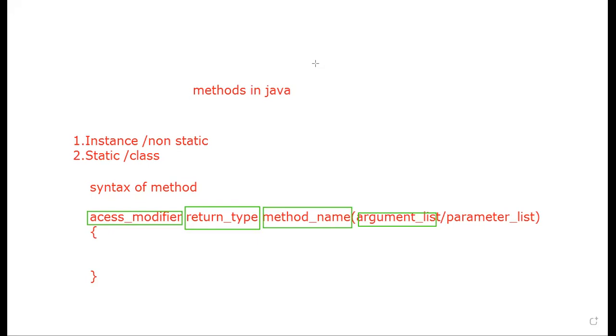Public means all packages can see and access the public members of that class. Private means it is only limited to that particular class. And protected is used within the same package and different classes, also in subclasses of different packages. Okay, that is the access modifier.